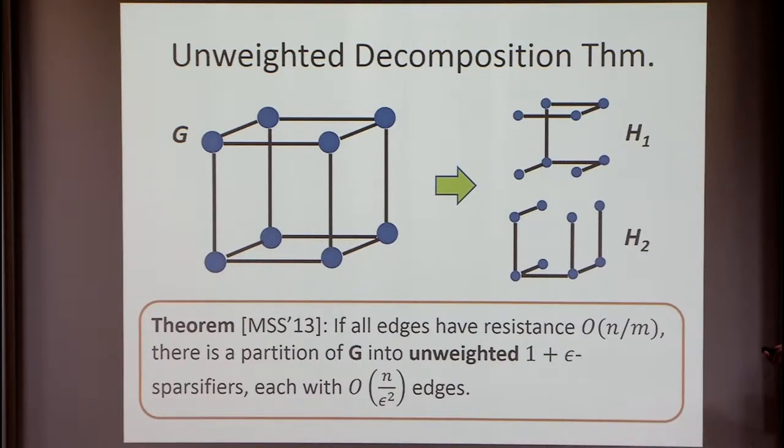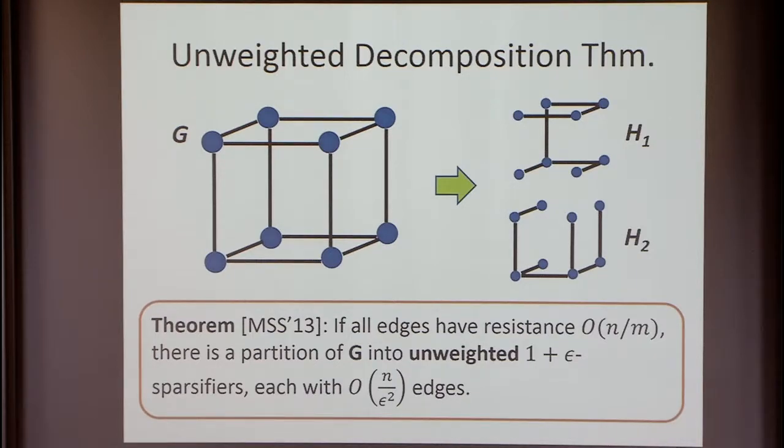So it turns out that you can prove the following theorem using techniques similar to what I just told you about. You can prove that if all the edges in a graph have resistance order n over n, which is the average resistance, then you can partition the graph into unweighted sparsifiers, each with n over epsilon squared edges. So what it's saying is, given the hypercube, which has n log n edges, you can partition it into log n graphs, which are literally just unweighted graphs, each of which is an approximation of the original graph.